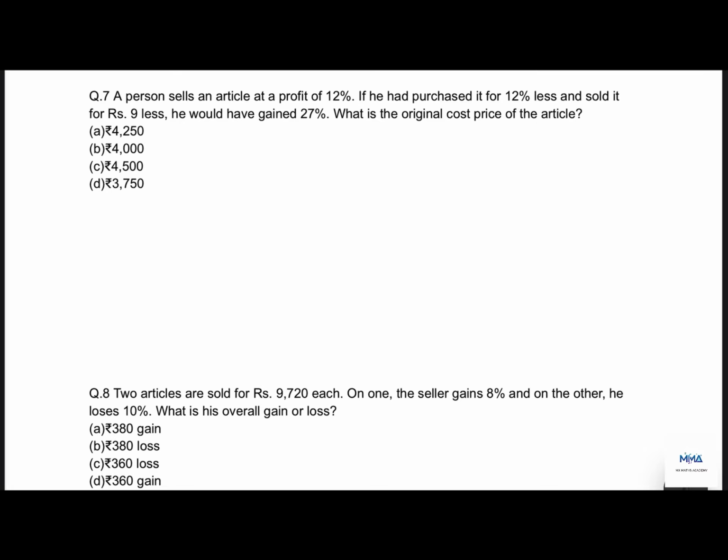A person sells an article at a profit of 12%. If he had purchased it for 12% less and sold it for rupees 9 less, he would have gained 27%. What is the cost price of the article? Let's say the initial CP is 100, he sold it for 112. He had purchased it for 12% less and sold it for 9 less.